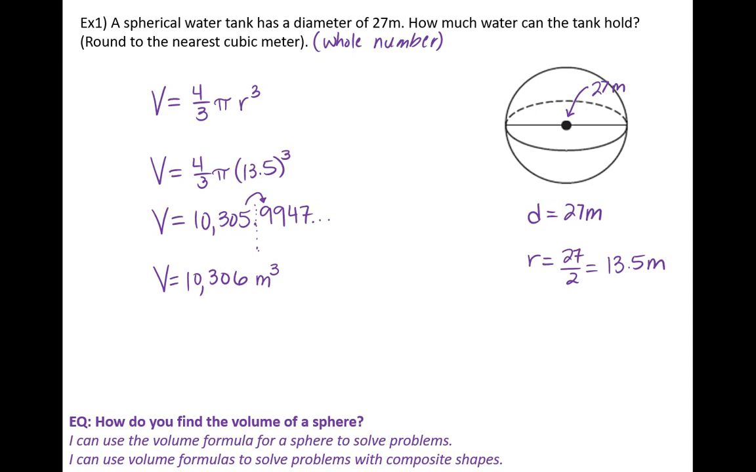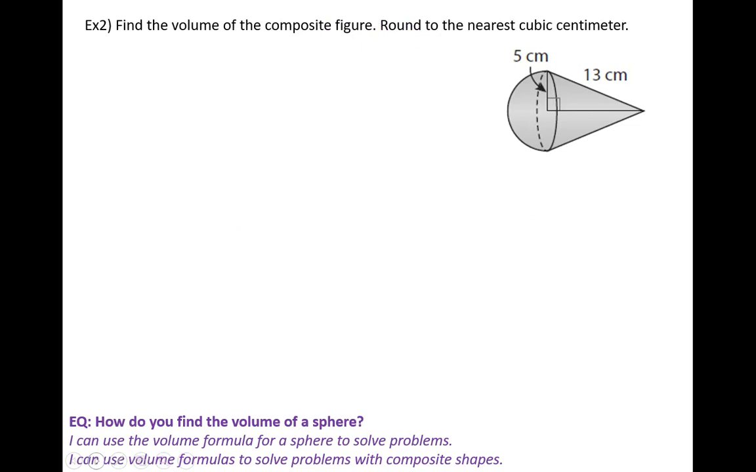All right, that's example 1. Let's go on to example 2. Find the volume of the composite figure, round to the nearest cubic centimeter. So nearest cubic centimeter, again, if we're asked for a specific unit, this is also asking us for a whole number, which is a little different than what we normally do. We normally do the nearest tenth, but this is good practice for us to try a different number.